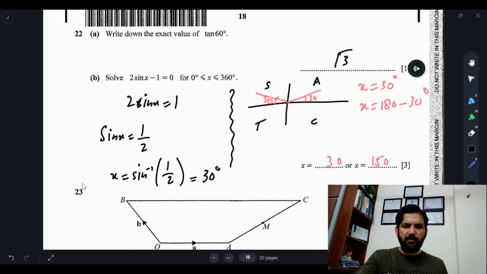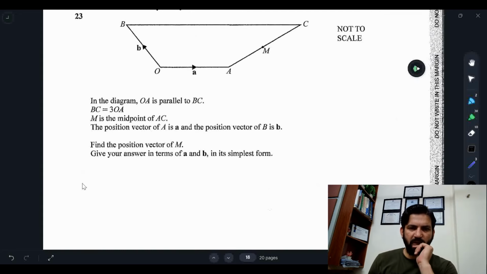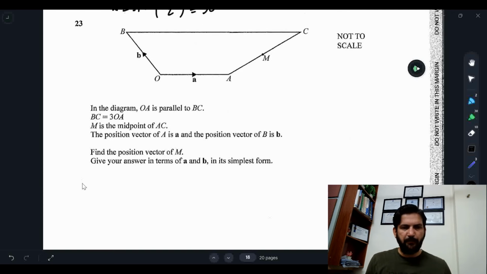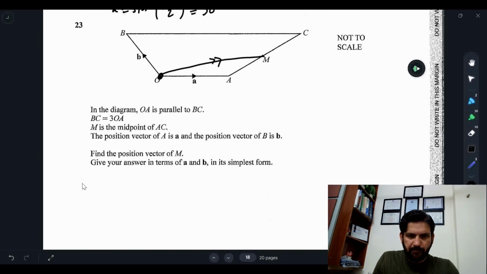Let's move to the B part, the second part, question number 23. I think this one is the second last question. Now you can see find the position vector of M. Position vector of M means you have to find out the vector OM. Position vector is basically the vector which starts from the origin. Now the equation for OM will be equal to OA plus AM.